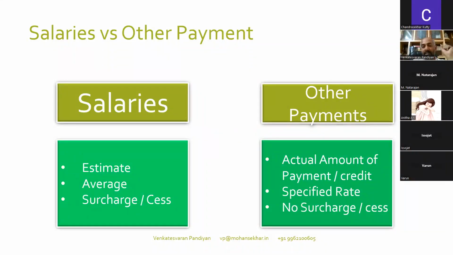That is the average. In salaries, you will have to add surcharge and cess if it is applicable to the tax liability, whereas in all other cases you will not add surcharge. If it is 10%, you are going to deduct only 10%. However, when it comes to salaries, compute the total tax liability, then add the surcharge and cess. That portion is divided by the number of months and deducted.